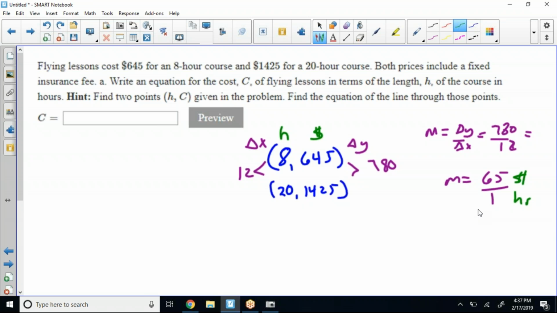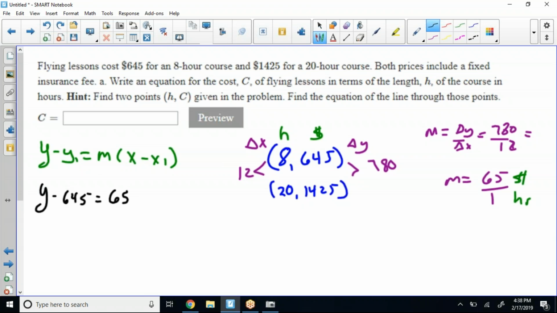We call that a unit rate when the denominator is 1. Now, we've got to write an equation. So if we're going to write an equation, we're going to use y minus y1 equals, because we'll have a y-intercept here, m times x minus x1. And we're just going to substitute them in, right? I like the small numbers, so we're going to pick those as my x and y. So I'm going to go y minus 645 equals 65 times x minus 8.